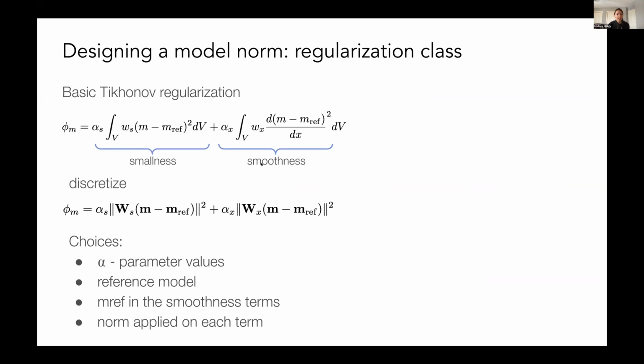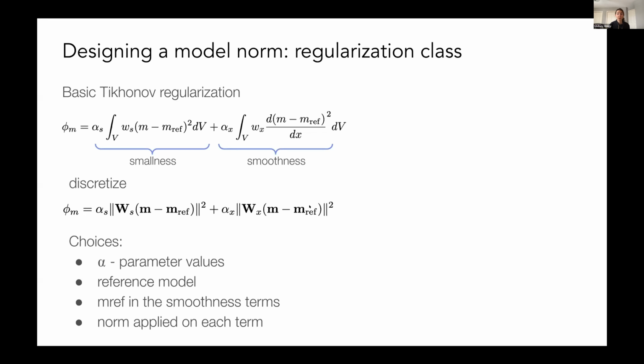So we start from our continuous version and we discretize that. We've got a number of choices and things that we can set. We know what our model parameters are, we know what M is. We can choose what our reference model is. We can choose these alpha weights, so they give us a balance of how smooth or how close to a reference model we want our model to be.